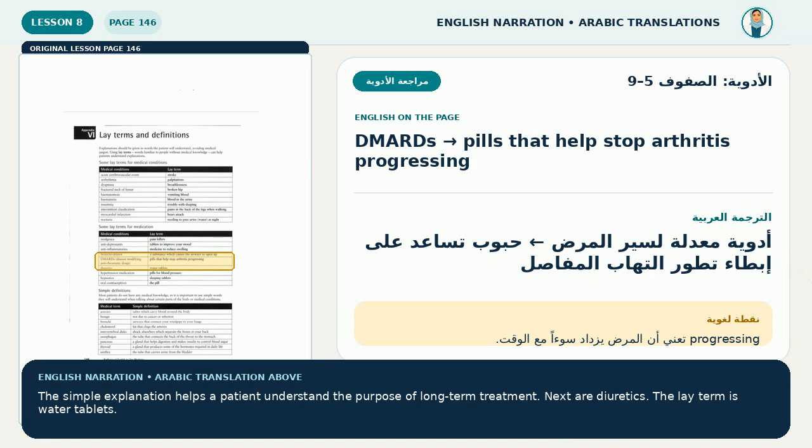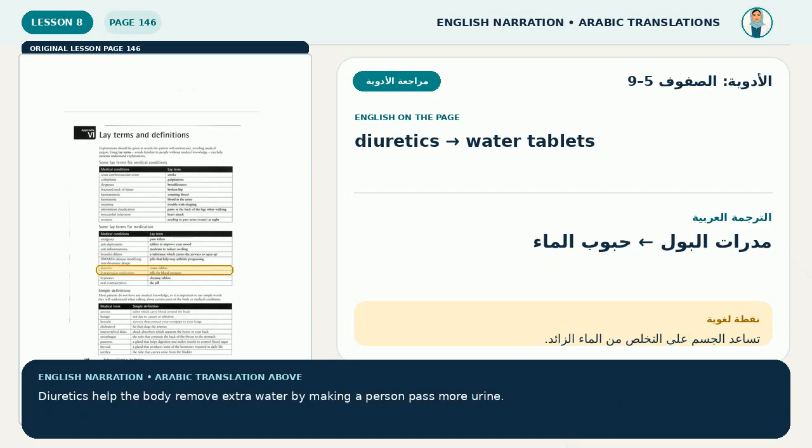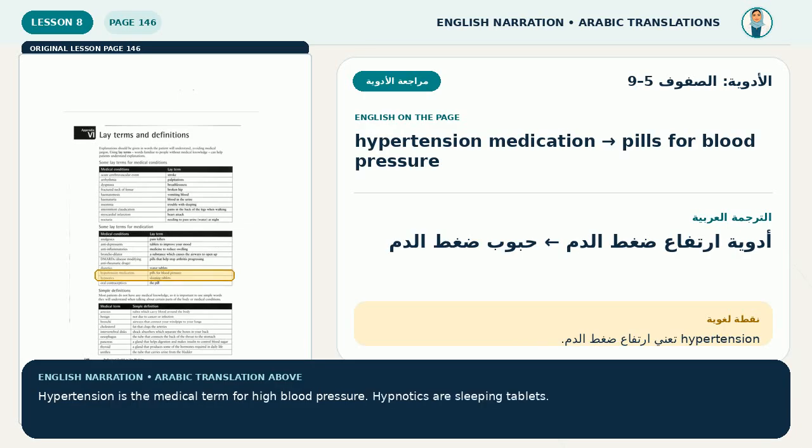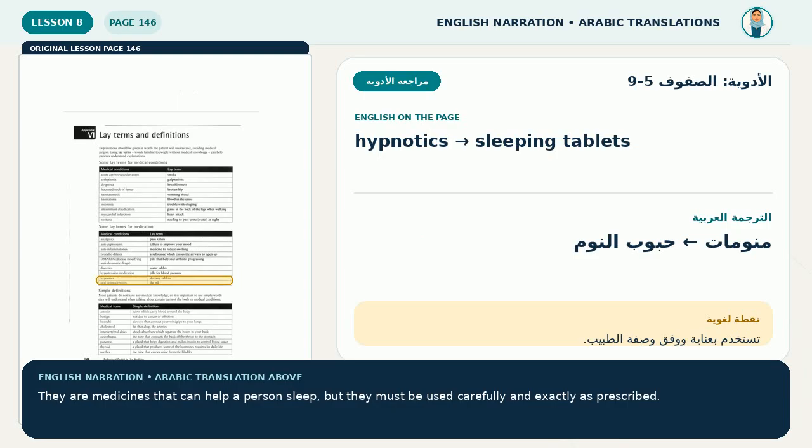Next are diuretics. The lay term is water tablets. Diuretics help the body remove extra water by making a person pass more urine. Hypertension medication means pills for blood pressure. Hypertension is the medical term for high blood pressure. Hypnotics are sleeping tablets. They are medicines that can help a person sleep, but they must be used carefully and exactly as prescribed. Oral contraceptives are called the pill.